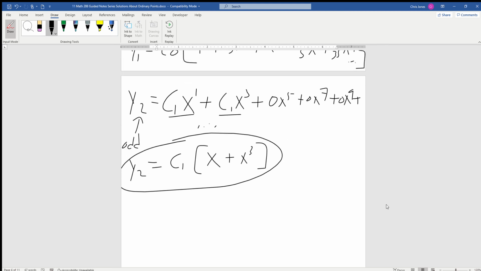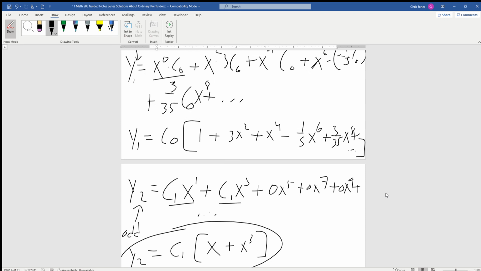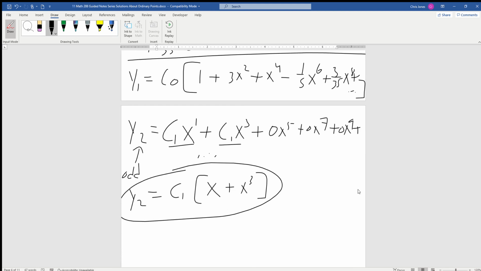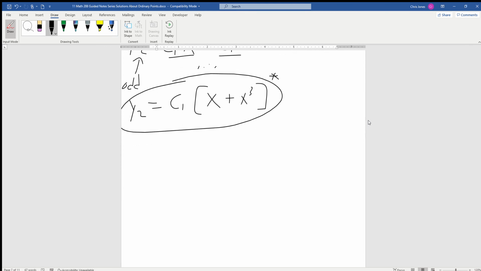So that one's pretty cool because we just get a polynomial term. This one ends up being an indefinite polynomial, a series. All right. So that's how we can identify those. Now, what's really cool is we can actually check this one to make sure it works. This one we can't really check because it's indefinite. But let's just check this one because we can.